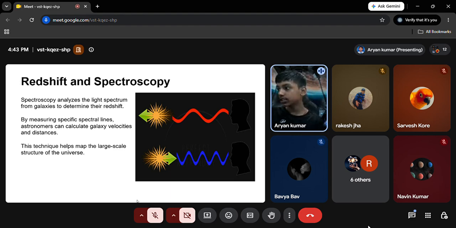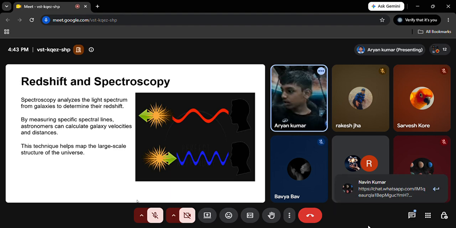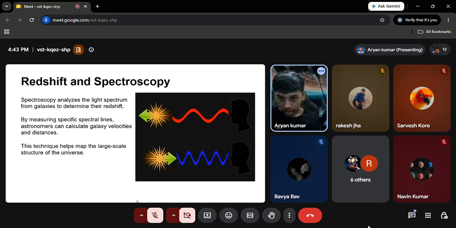So galaxies move farther from us. They are accelerating away from us at a faster rate, and as you can see in the picture, when something gets close to us, it's blue shifted, and when something goes far from us, it's red shifted.